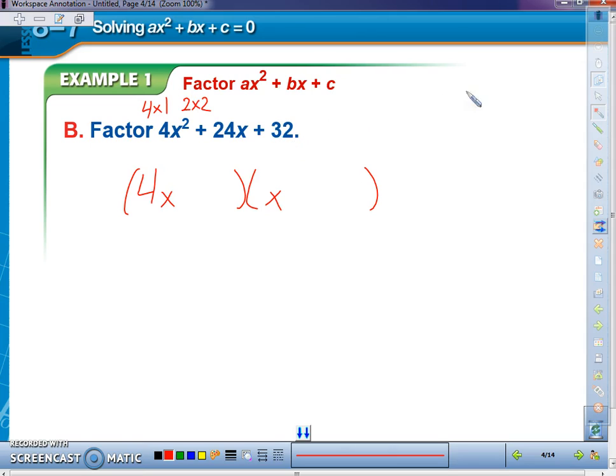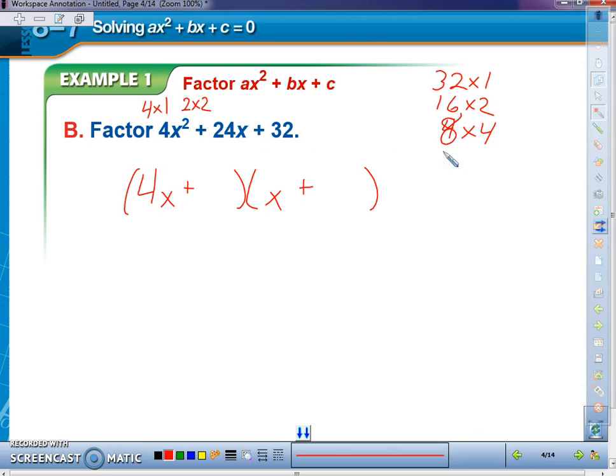Now, how do I get 32? Well, I could go 32 times 1. I could go 16 times 2. I could go 8 times 4. Or I could go, I think that's it. There's no 6, no 5, and we're back to 4. So one of those. I'm trying to get a 24. Now, the signs are all positive. So there we go. Now, how can I get a 24 in the middle?